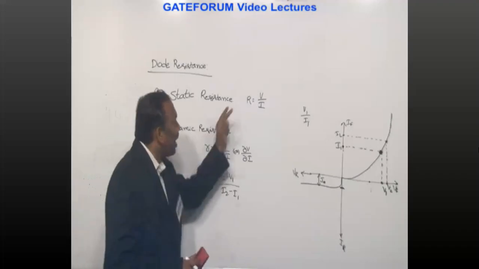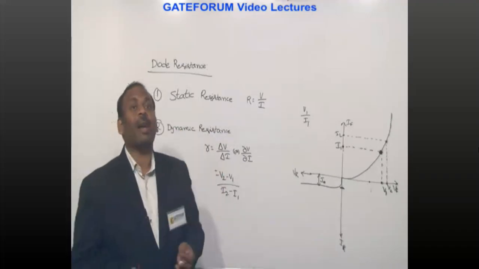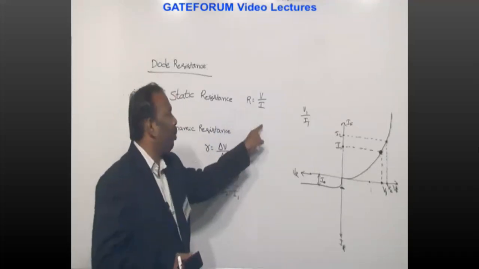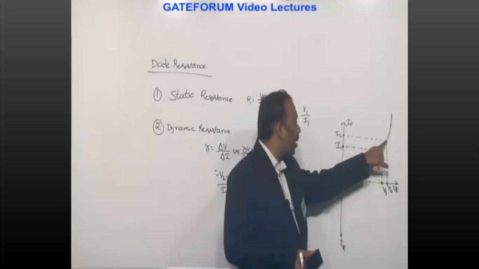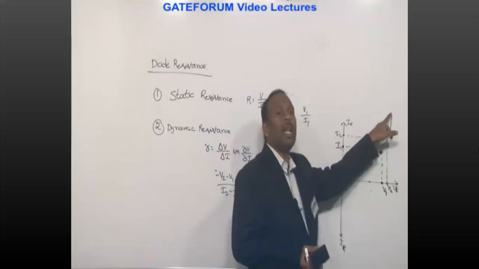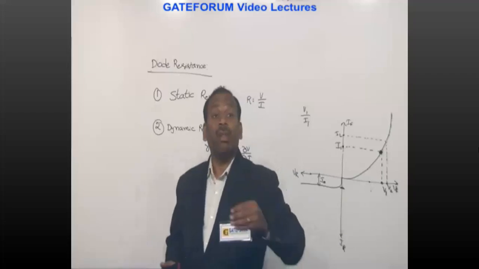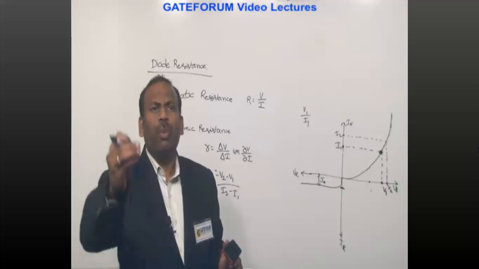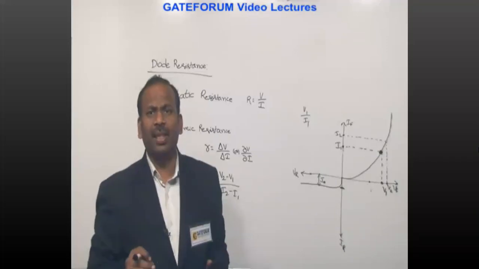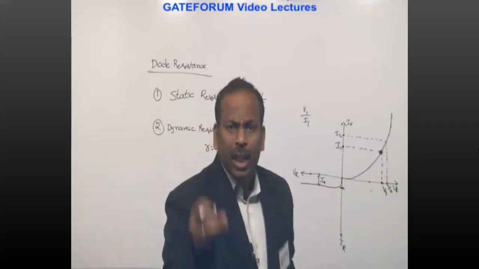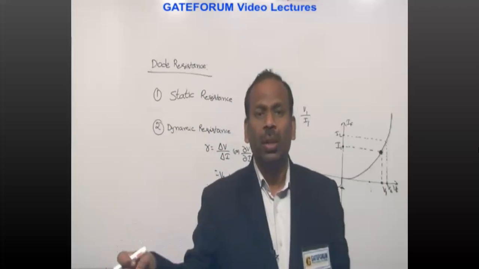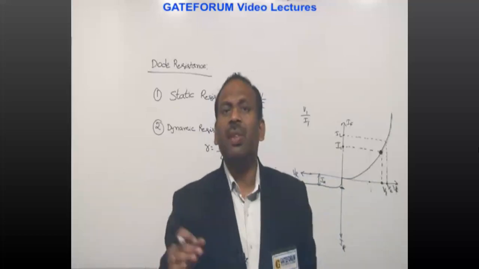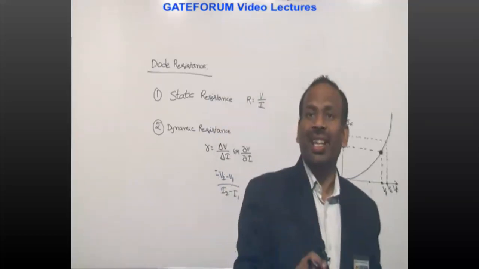Now which is better? Static resistance or dynamic resistance? And which is most commonly used? If you calculate static resistance at different points, they are very large quantities, not so near to each other. At different points it gives different static resistances. That is the main disadvantage. At this point it is x ohms, at some other place it is y ohms, and x and y are a little bit far away. That's why static resistance is not used in practical applications.